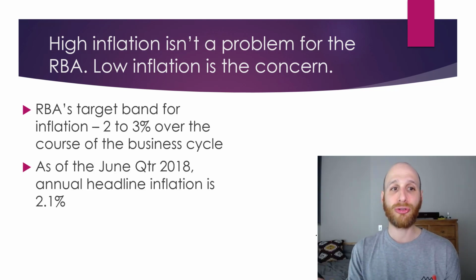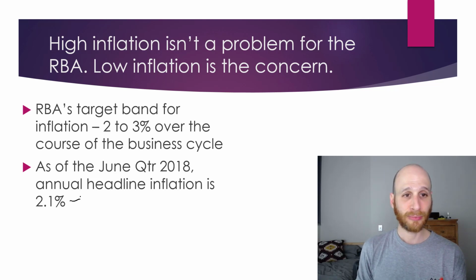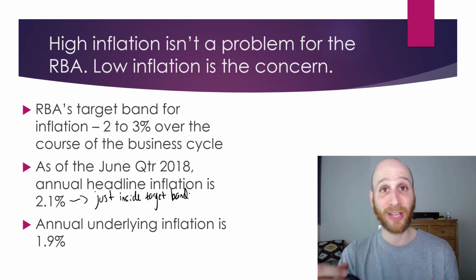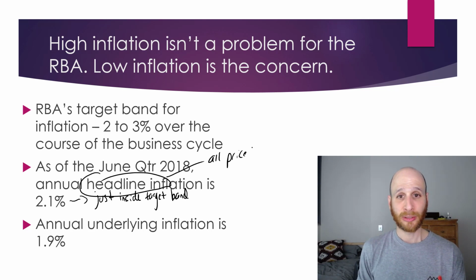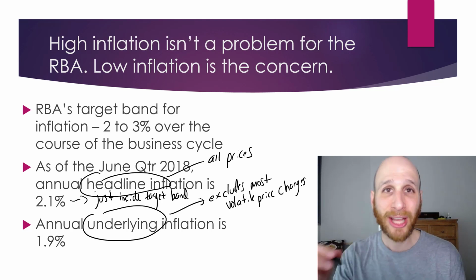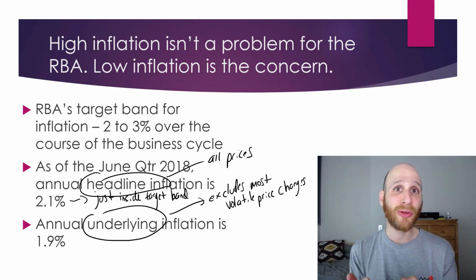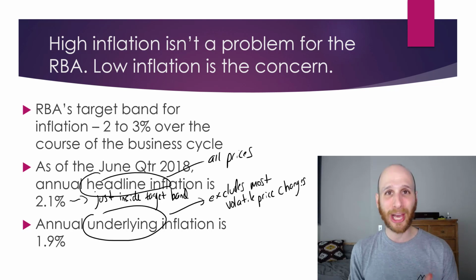As of June quarter 2018, annual headline inflation is 2.1%. The thing is that underlying inflation, and remember the difference between headline and underlying, is only 1.9%. So underlying inflation is tracking below the RBA's target band. Inflation is actually lower than where the RBA would like it to be as of August 2018.